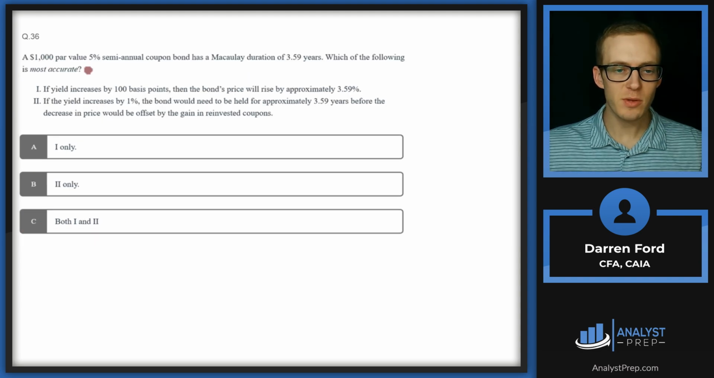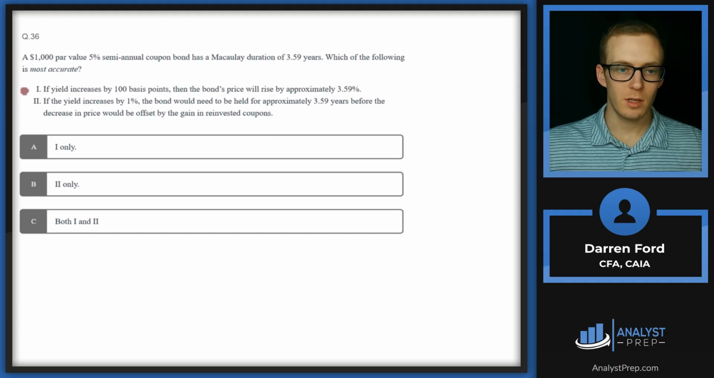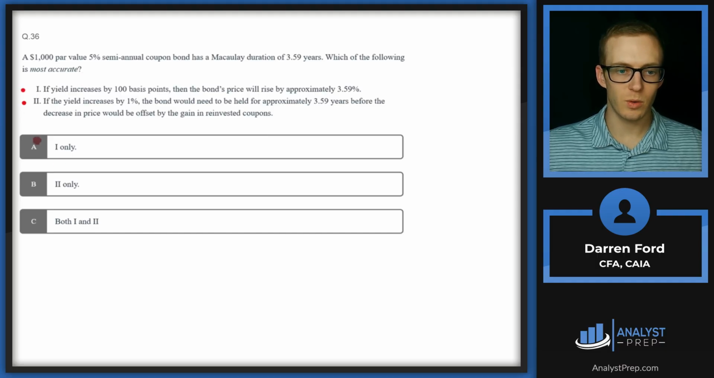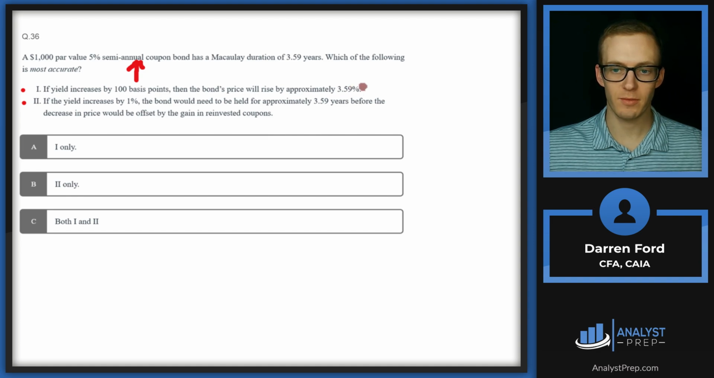A 1,000 par value 5% semi-annual coupon bond has a Macaulay duration of 3.59 years. Which of the following is most accurate? And we have 2 statements here. So is statement 1 accurate? Is statement 2 accurate? Or are both of these accurate? So we know at least 1 is going to be accurate. Statement 1, if yield increases by 100 basis points, so yield's going up, then the bond's price will rise by approximately 3.59%. That's going to be inaccurate because it will not rise, it will decrease.